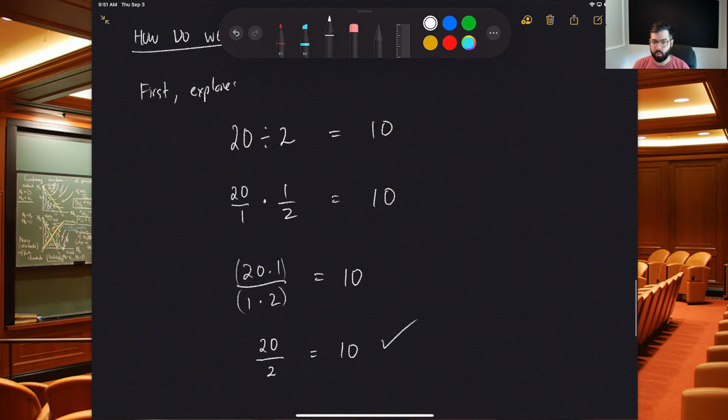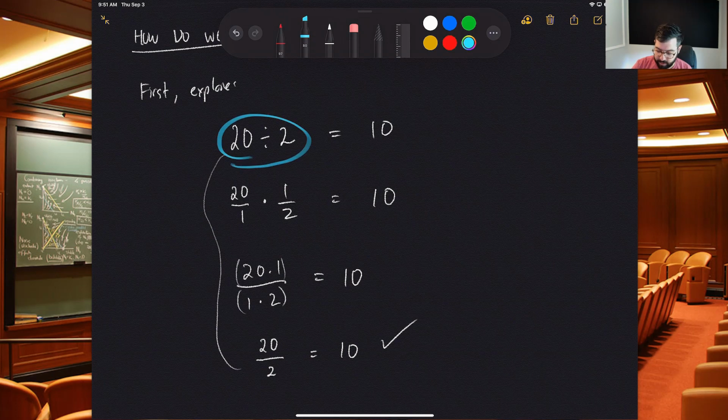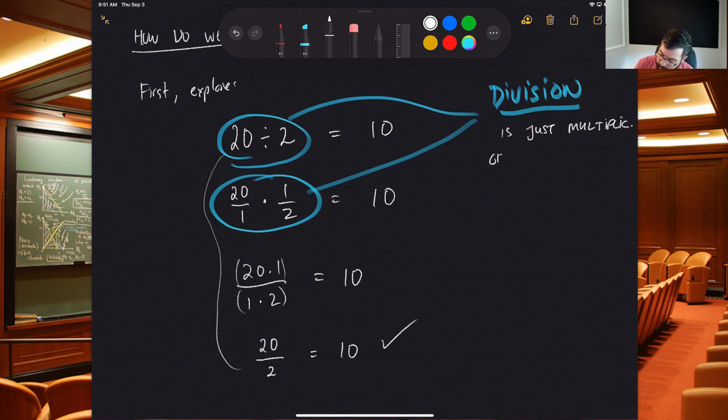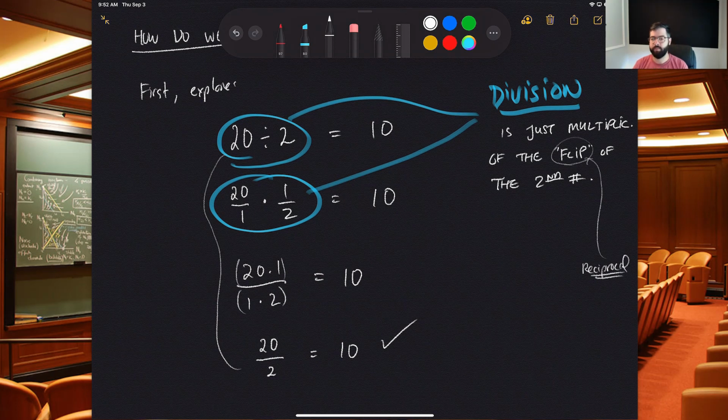Okay, so we know that these things are all equivalent statements. 20 divided by 2 is 10. It's the same as 20 over 2, but really the key idea is that this is equal to this. So this brings us to an important idea, which is that division is really just multiplication of the flip of the second number. Okay, and I say flip to kind of help us remember, but the word really is the reciprocal. So division is just multiplication of the reciprocal of the second number.